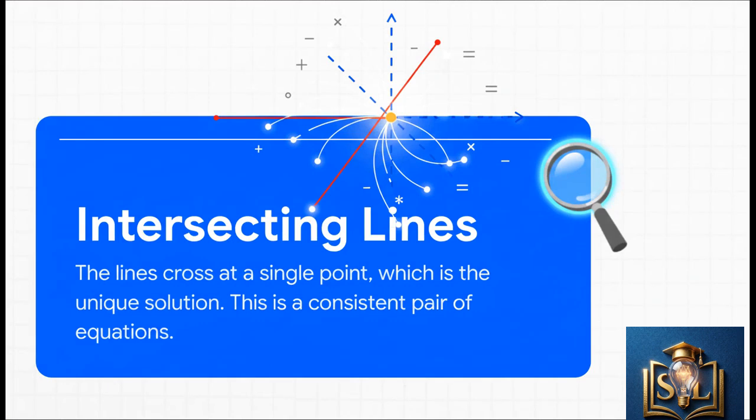So most of the time, what you're going to see is this. Our two lines will cross at exactly one spot. That single point of intersection, that's our unique solution. It's the one and only x, y pair that makes both of our clues true. And whenever a system has at least one solution like this, we call it a consistent system.